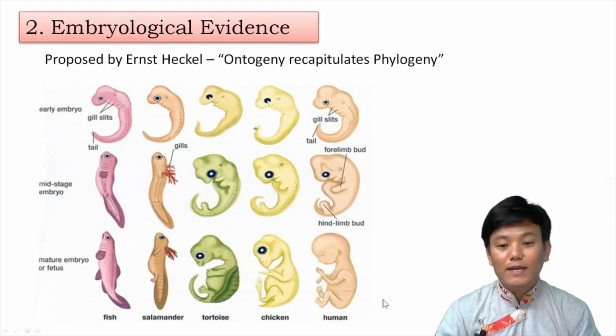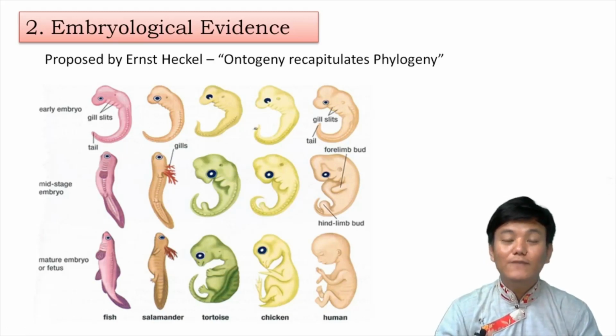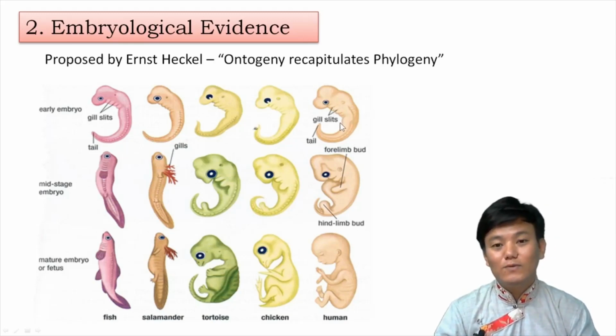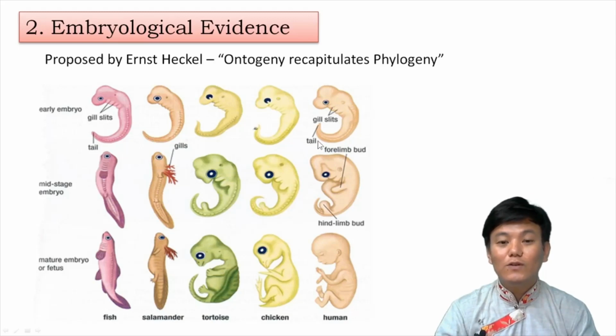And he said that since the gill slits appear in all the embryos of all these vertebrates, these vertebrates share a common ancestor which was like a fish, right, which looked like a fish. So if we take an example of human beings, we also had an ancestor which was fish-like, and it is proved by the presence of gill slits in our early embryos, right? And not just gill slits, we also have tails, right? We also have a tail, right?